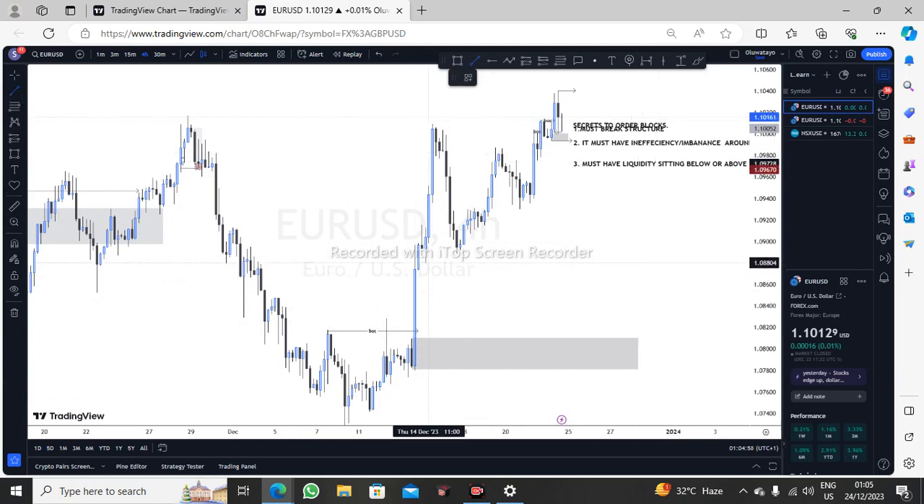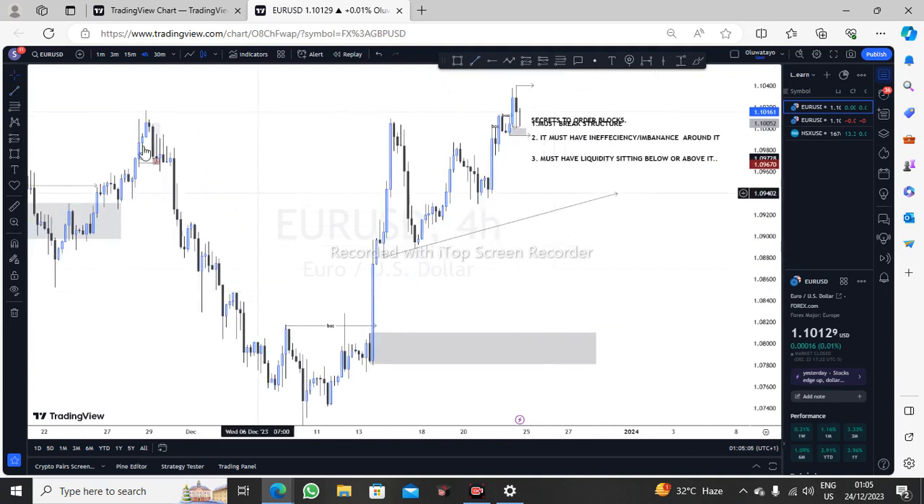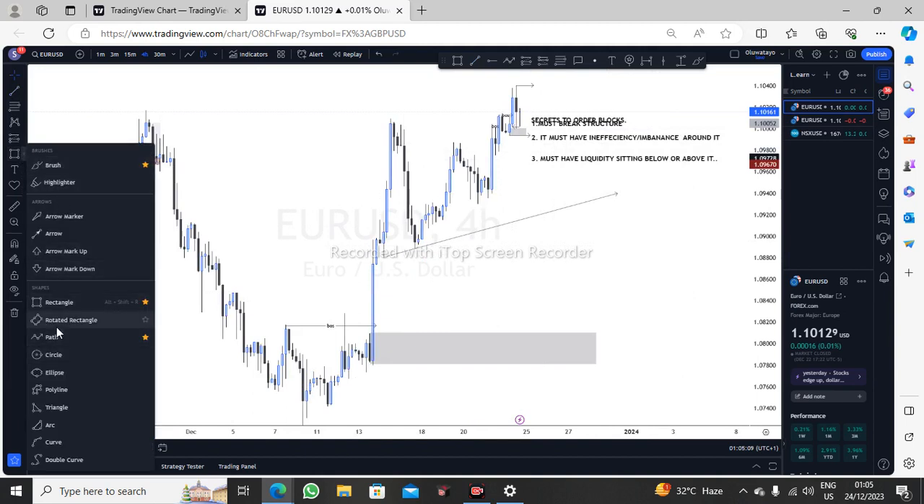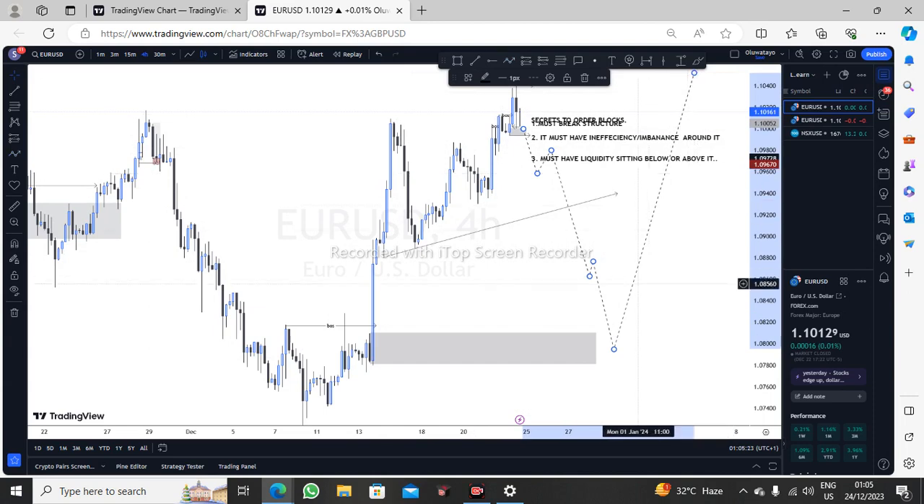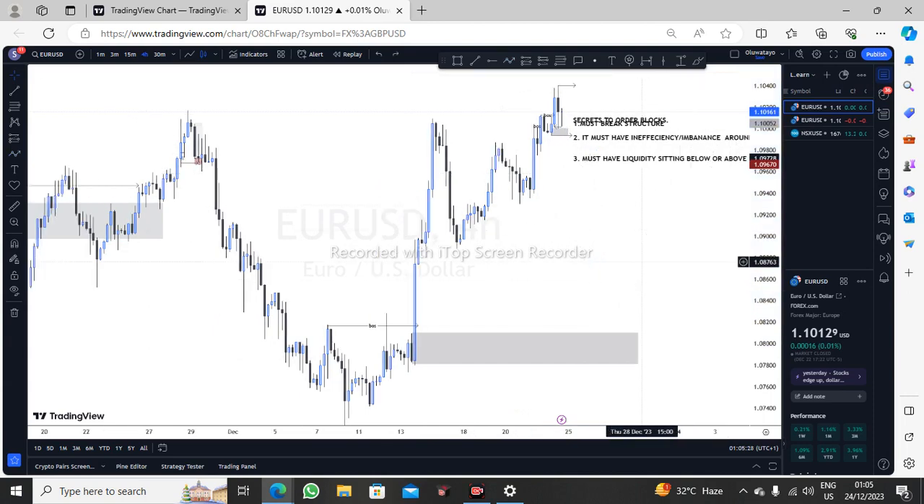The second criteria. Now does it have liquidity? Yes, it does. You see liquidity just sitting below it. So long term wise, I expect price to do this, perhaps trade into this zone and then push up. And that is how to correctly identify high probability order blocks.